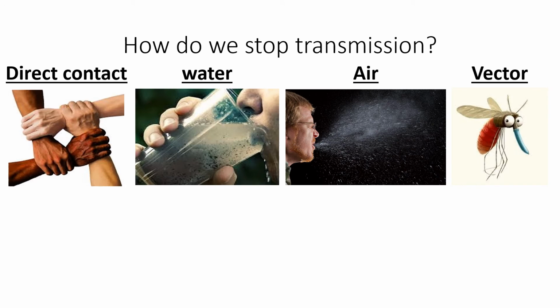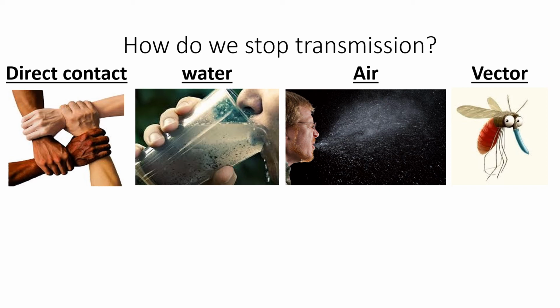So how do we stop transmission? We've said the four methods. There are a number of examples of things that we can do that will stop the transmission of pathogens. At this point, pause the video, try and think up as many examples as you can for each of the different methods of transfer, and then we'll go through the examples you need to know for the exam. Pause the video now.